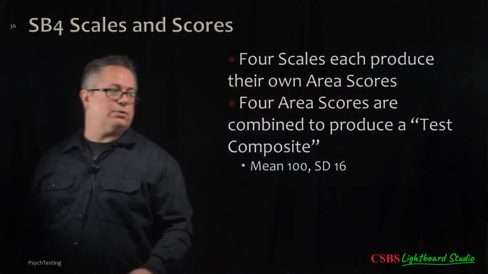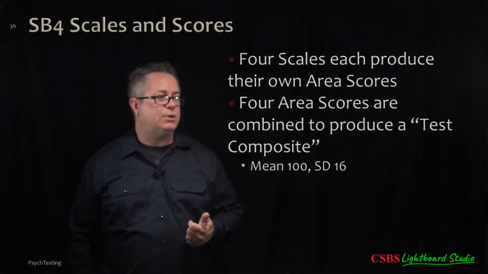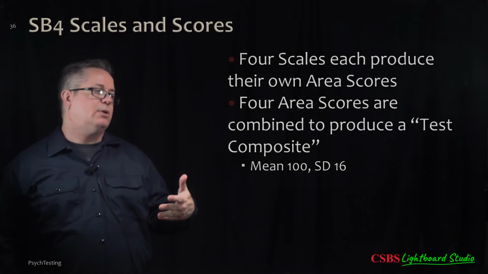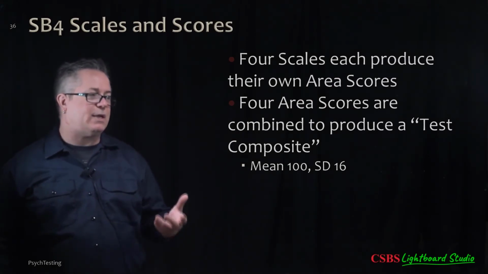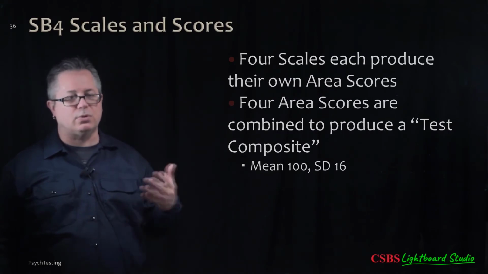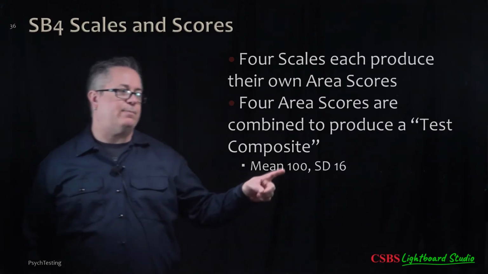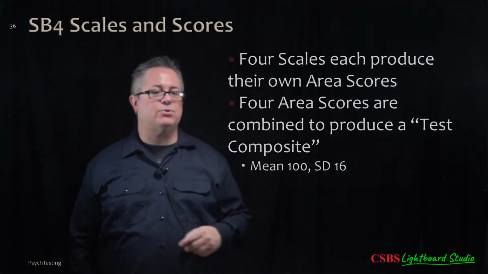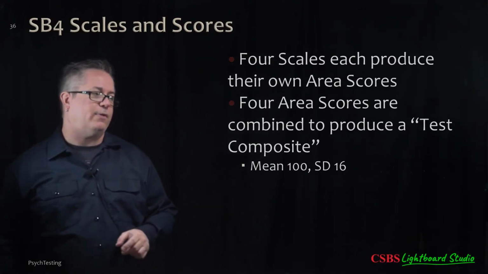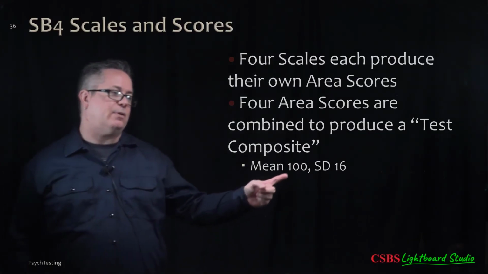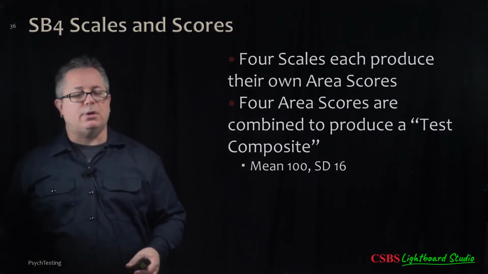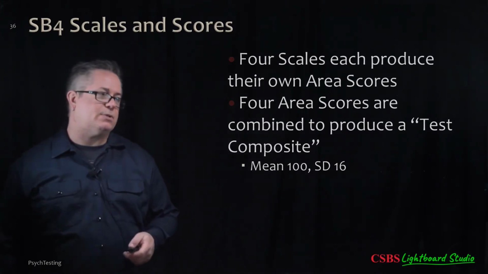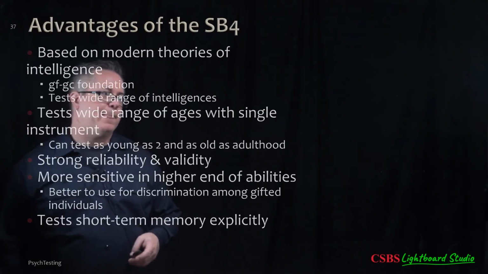Scales and scores. There are 4 scales. Each produces its own area score. So there are 4 area scores, and those were then combined to produce a test composite, an overall score, which was then fixed to have a mean of 100 and a standard deviation of 16, which is really close to the 15 before. So these are now the typical numbers you see related to intelligence scales like the Stanford-Binet 5.